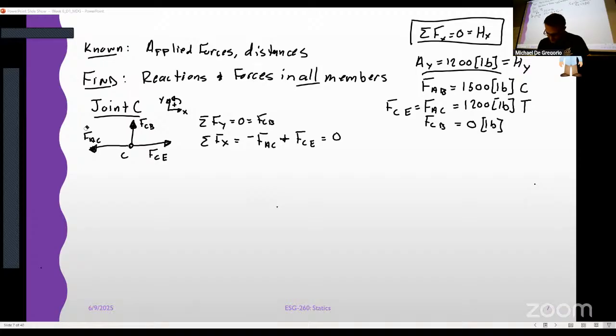Cool. We got to do two more, and then we've got everything that we need, Dr. D says. But do we believe him? I don't know. I wouldn't believe him. Okay. Any questions on joint C before I erase this and go to joint B? Ooh, that's a big crack. Probably going to hear it on the video.